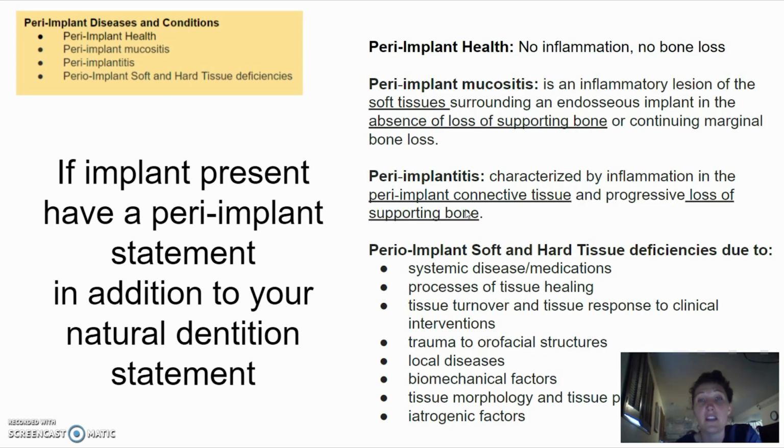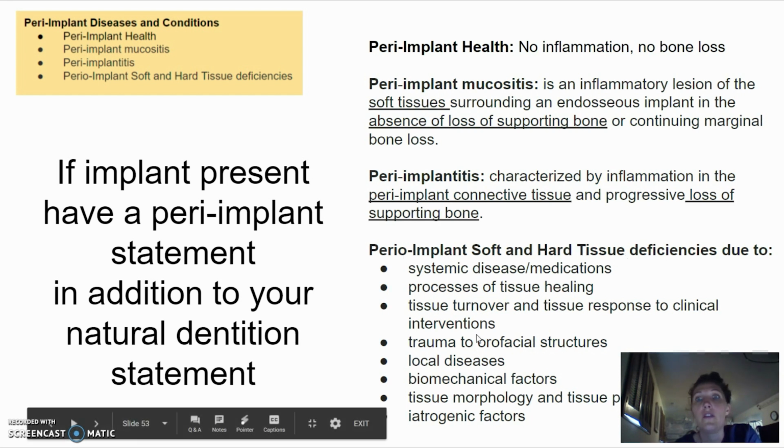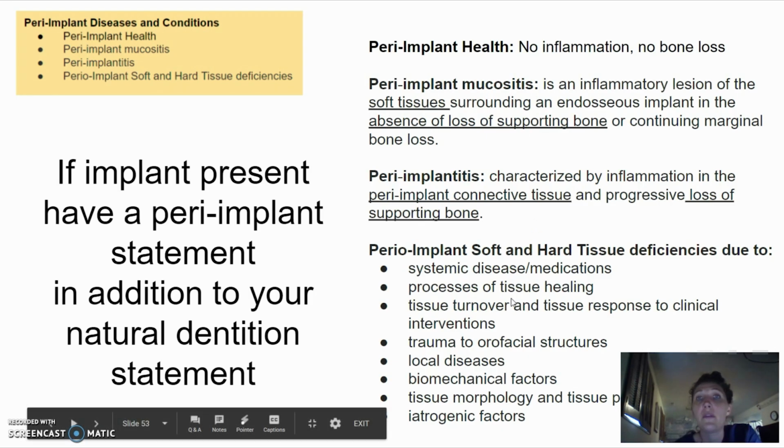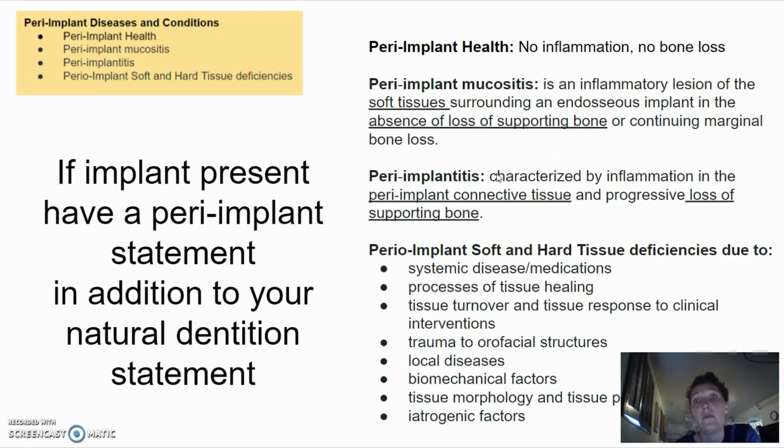Peri-implantitis is that there is loss of bone, and then there might be peri-implant soft and hard tissue deficiencies due to cement or the healing or a lot of different factors. Something stuck down in there or trauma. So you're going to give a statement on each implant that's in the patient's mouth. You should now start giving a statement on implant health.